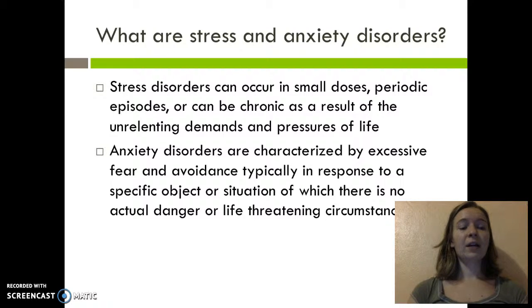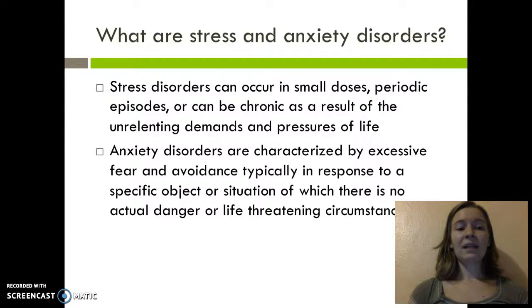Well, according to the American Psychological Association's website, stress disorders can present themselves in three stages. The first is acute stress, and that is an event that will happen in your daily life. So it could be something like being stuck in traffic and late for work or missing an important deadline.